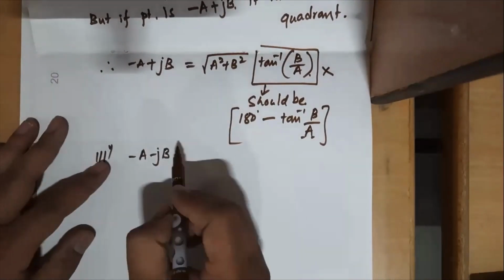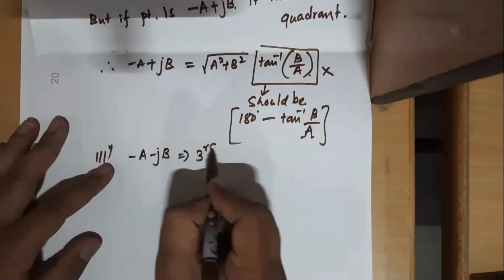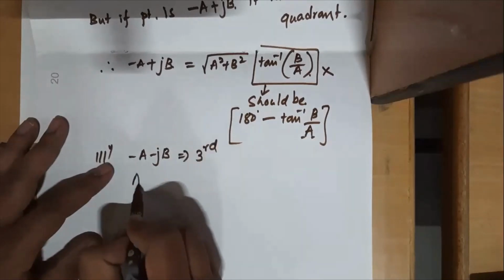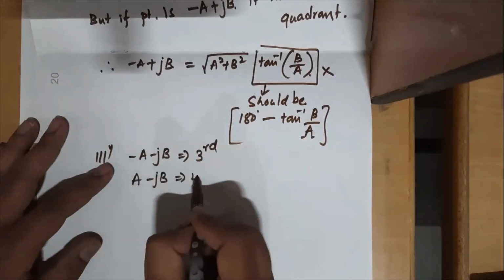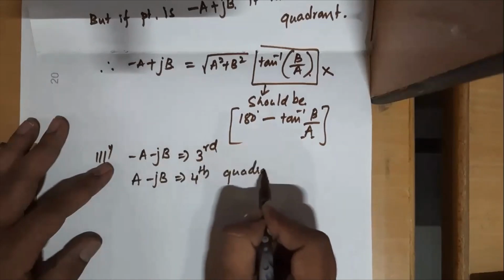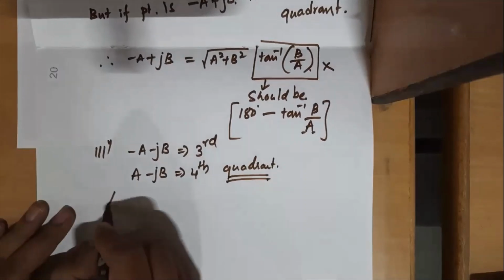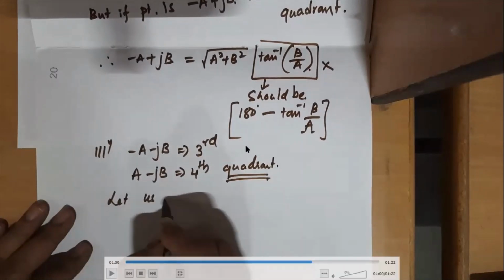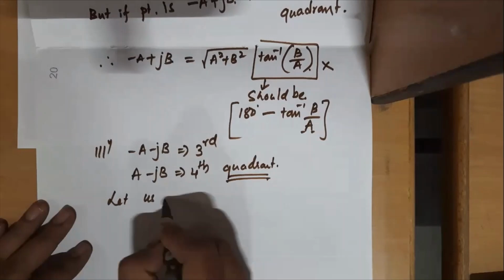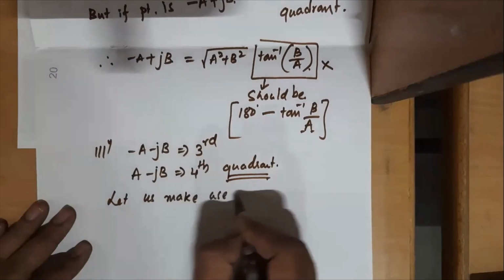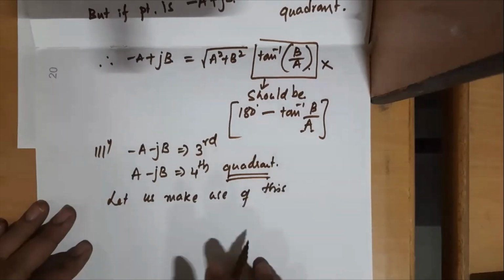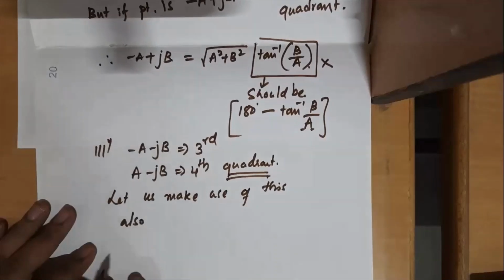Similarly, we can have two more scenarios, minus a minus jb. It will be in the third quadrant, and plus a minus jb in the fourth quadrant. So how to write the angles for third and fourth quadrant? You please understand. So for the third quadrant, it is 180 plus theta, and for the fourth quadrant, it is directly minus theta or minus tan inverse b by a. Fine. So let us make use of this complex numbers identity.